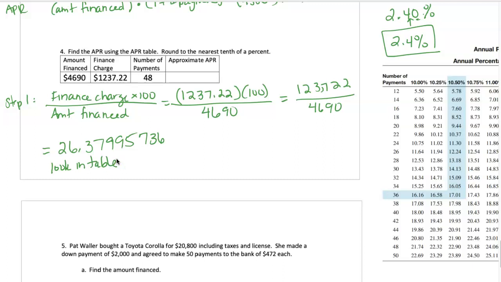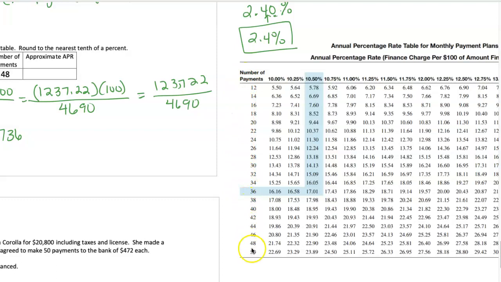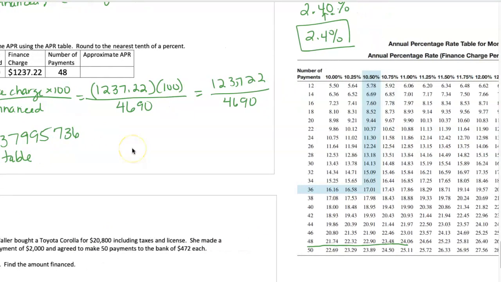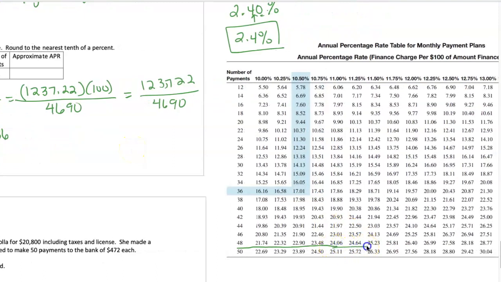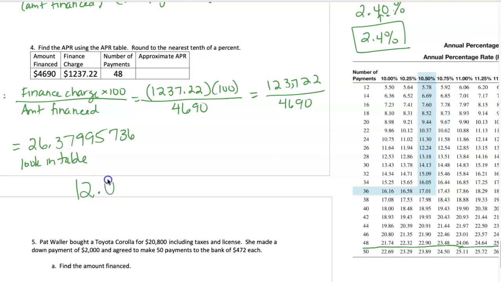Now I have the table here to the right. What you're going to need to know is the number of payments. So over here on the right, I'm going to look down to the 48 payments, and I'm going to try to find a number as close to the 26.37 that we had from our calculation. So I'm going to keep going over. So I have 26.4, and I have 26.99, and I have 25.8. It looks like 26.4 is the closest. So if I follow that up, I'm at 12%. So 12% is what the table gave us.